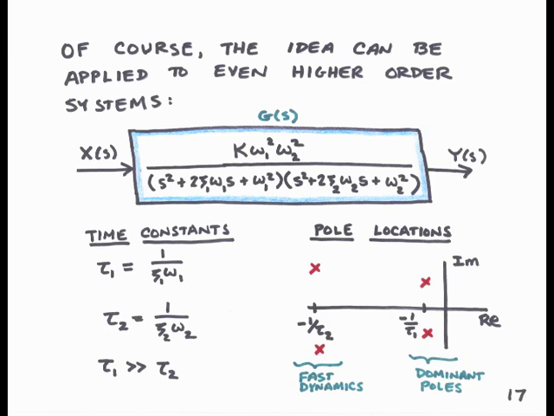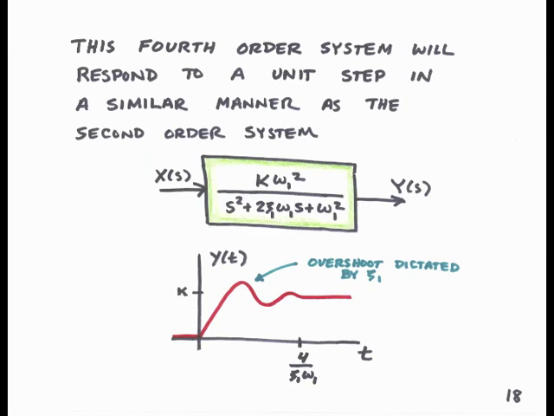And this fourth order G(s) has pairs of complex poles, one with a time constant of tau1 and the other with a time constant of tau2. The one with the time constant of tau1 are the dominant poles, while the ones with a time constant of tau2 are the fast dynamics. So in this example, the fourth order system will respond to a unit step in the same manner as a second order system. It will act like the slow dominant dynamics, the ones with the time constant of tau1. So the response will be a nice second order response with the overshoot dictated by the damping factor zeta1 and the settling time dictated by the time constant, or the real part of the complex poles, the settling time being 4 over zeta1 times omega1.